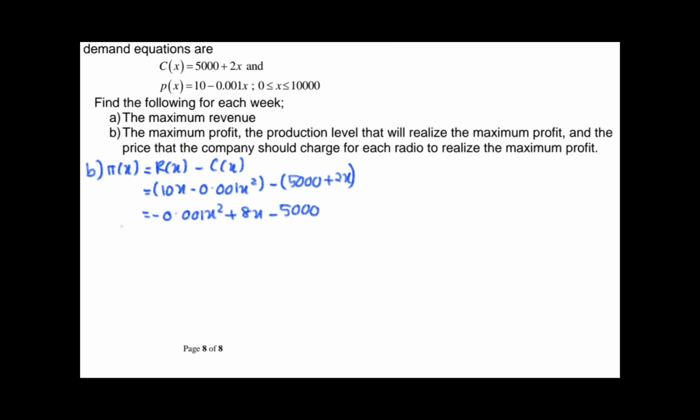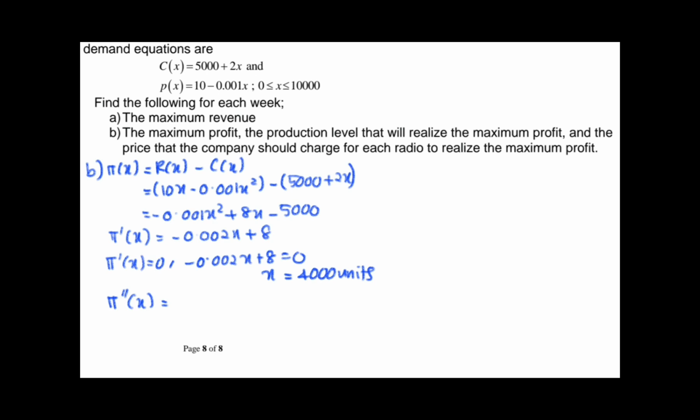Next, we have to find the marginal profit. So, we differentiate the profit function. We will get negative 0.002x plus 8. So, maximum profit occurs when the marginal profit equal to 0. So, when the marginal profit equal to 0, x equal to 4,000 units. And then, we have to prove that when x equal to 4,000 units, the profit is maximum by using the second derivative.